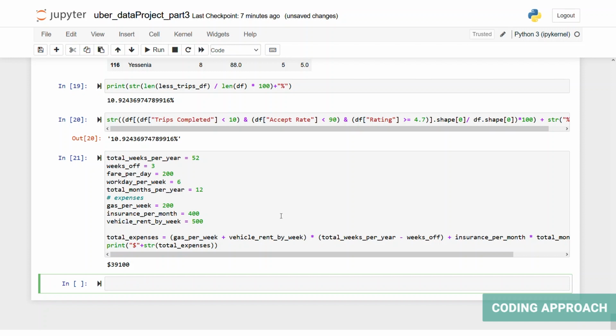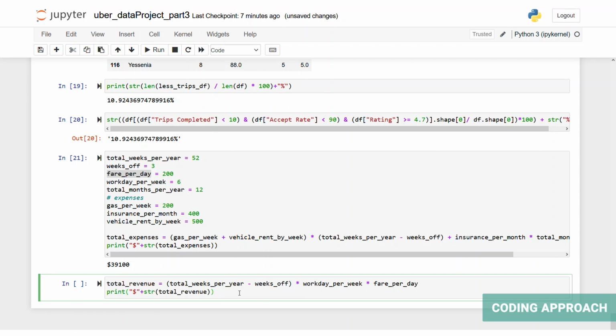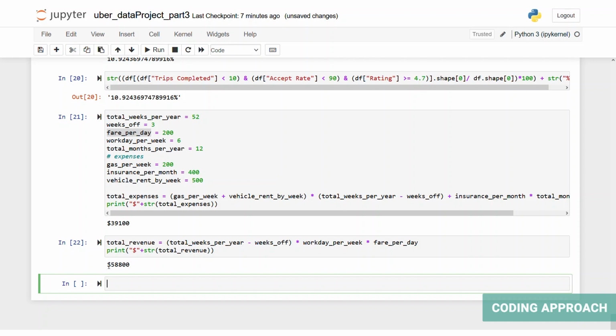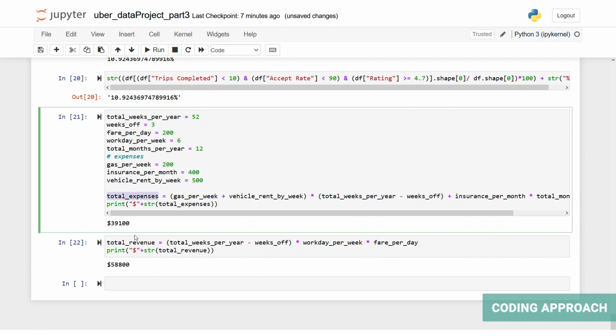Now the second step is to calculate the total revenue. So we're multiplying the workday by the total working weeks, right? So the total weeks per year are 52 minus the 3 weeks off, and the fare per day will be multiplied. So here's the code for that. All right, so we've taken the weeks per year minus the weeks off, multiplied by the work day per week, and the fare per day. Again, converting the answer into string and adding a $ sign. The answer for that is $58,800.